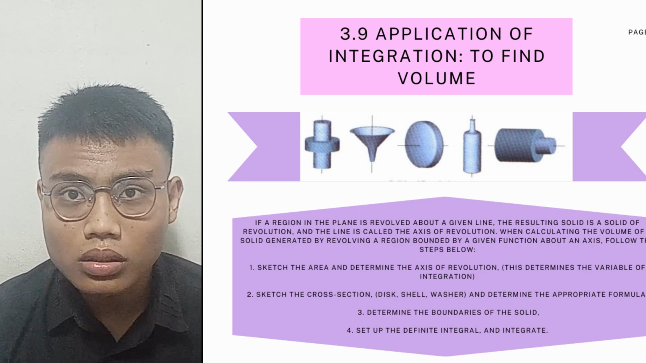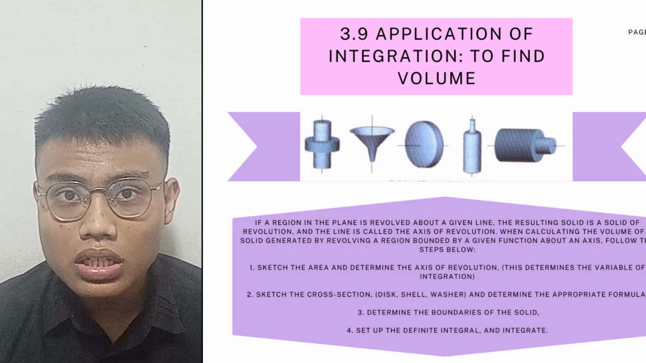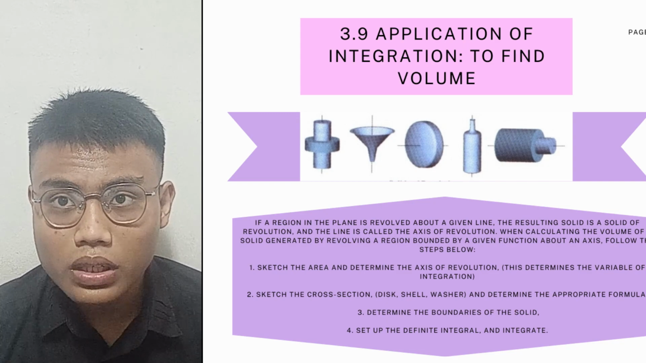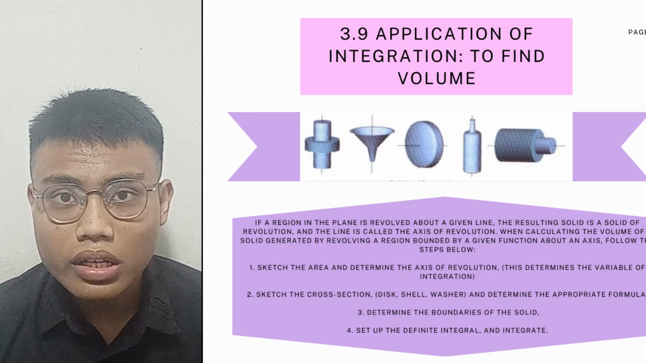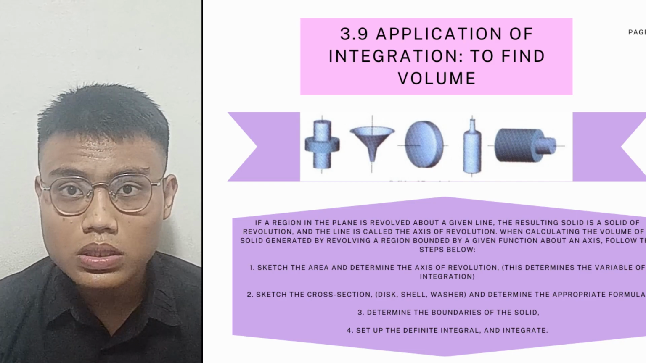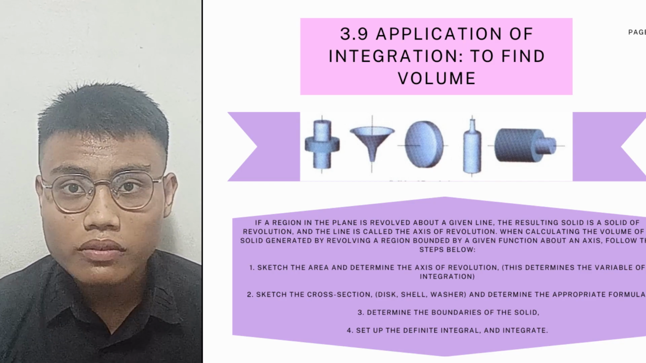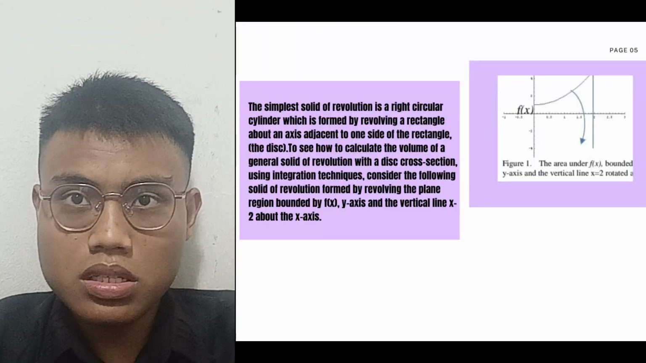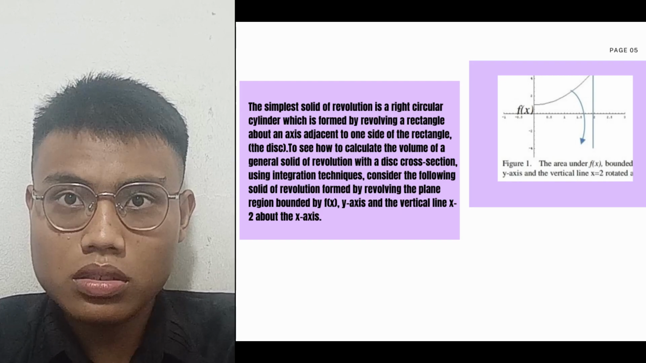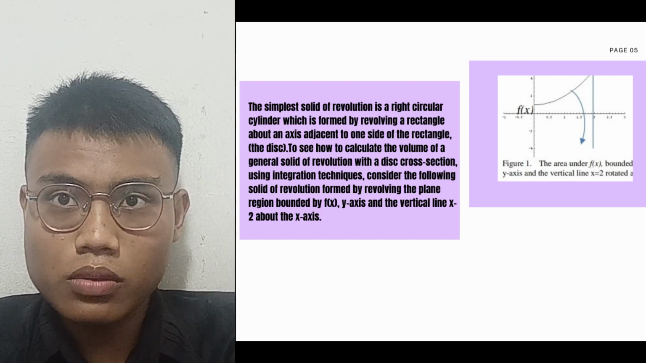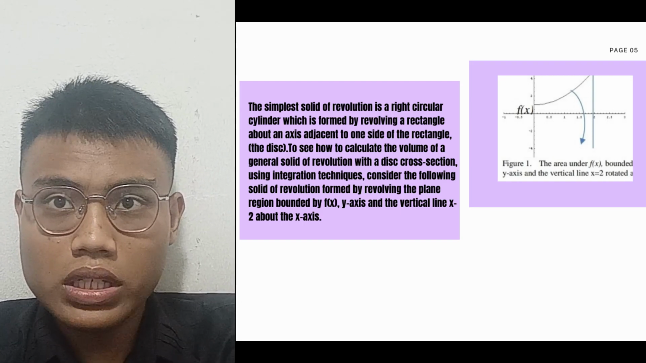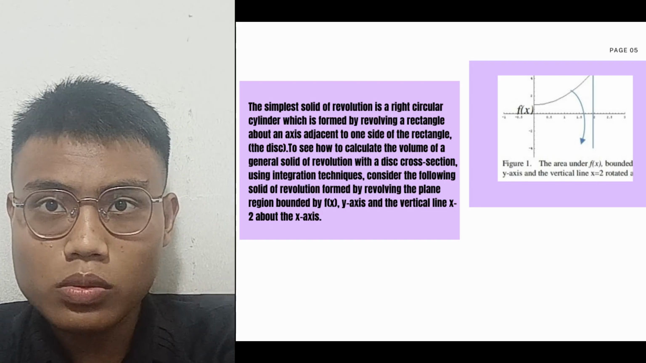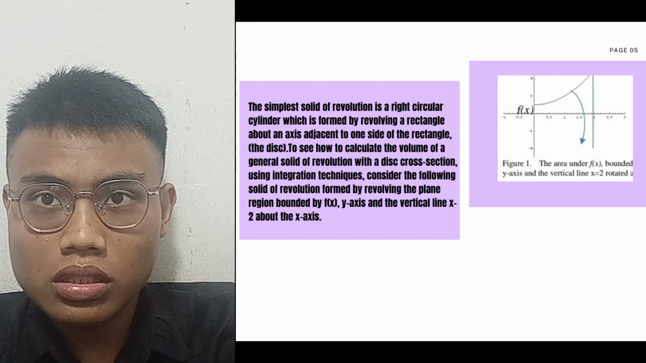2. Sketch the typical cross section, disc, shell or washer, and determine the appropriate formula. 3. Determine the boundaries of the solid. 4. Set up the definite integral and integrate. The simplest solid of revolution is a right circular cylinder, which is formed by revolving a rectangle about an axis adjacent to one side of the rectangle.